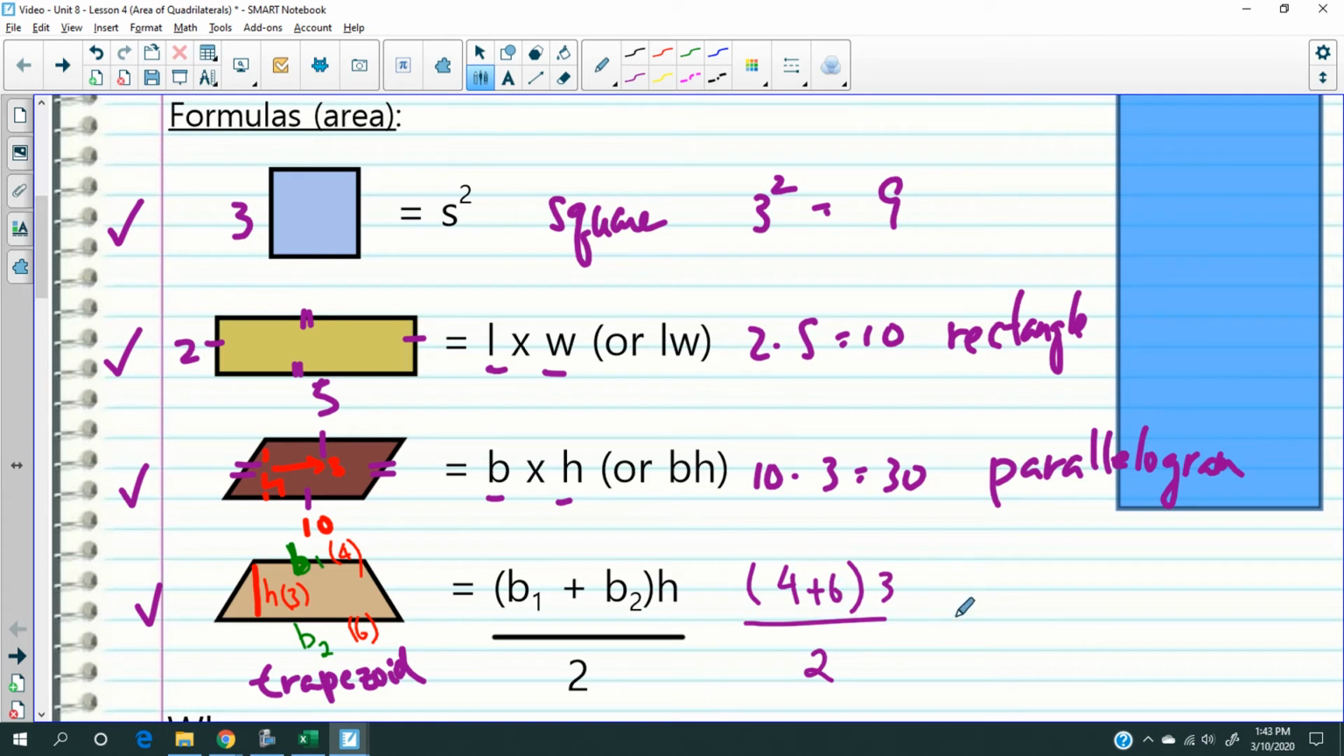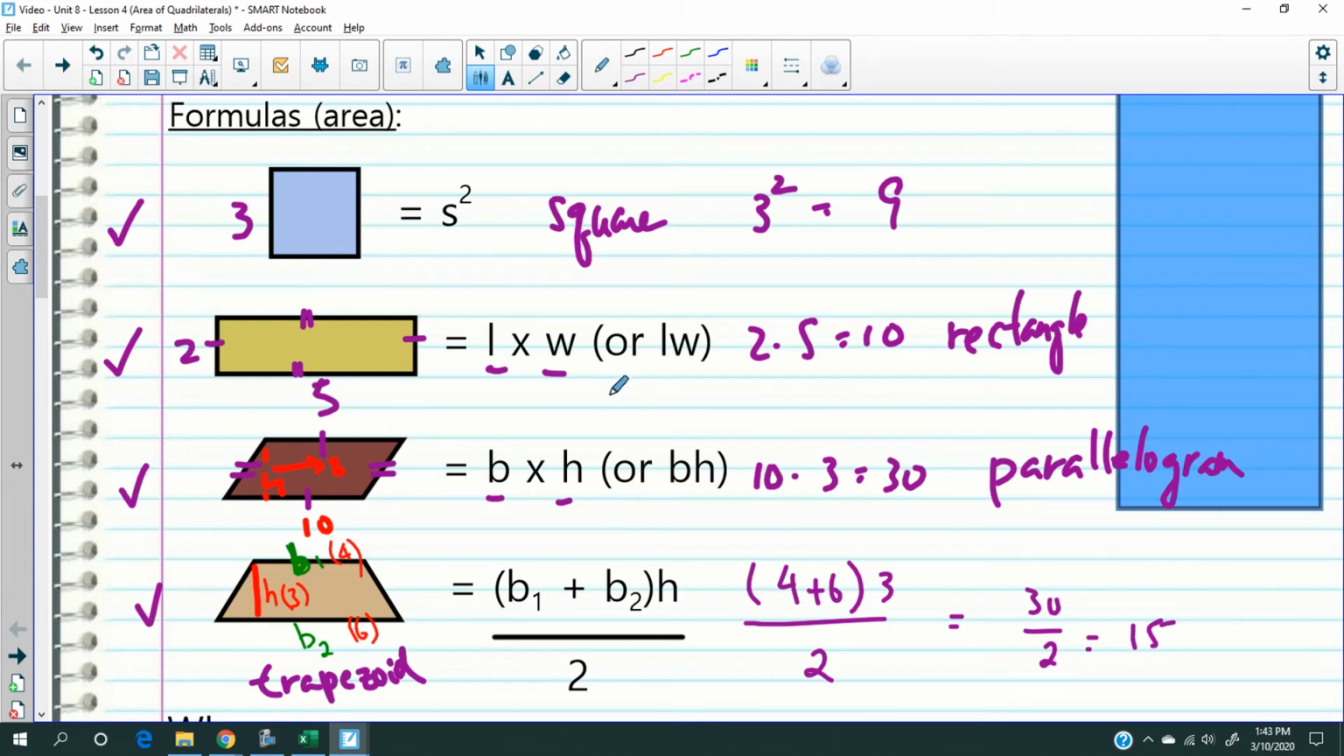Okay, so what would that look like? Well, let's see. Order of operations, 4 plus 6 is 10. 10 times 3 is 30. Over 2, 15. Okay, and that's how you find it. So in other words, by the way, so think of it like this.